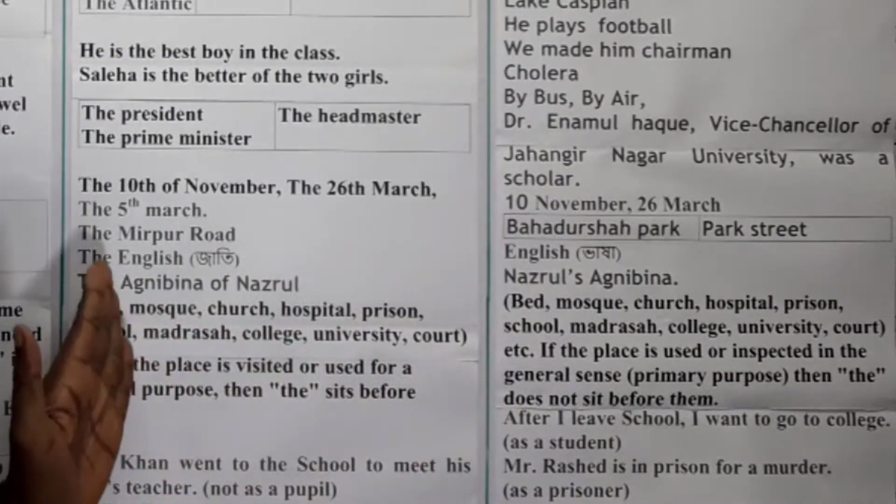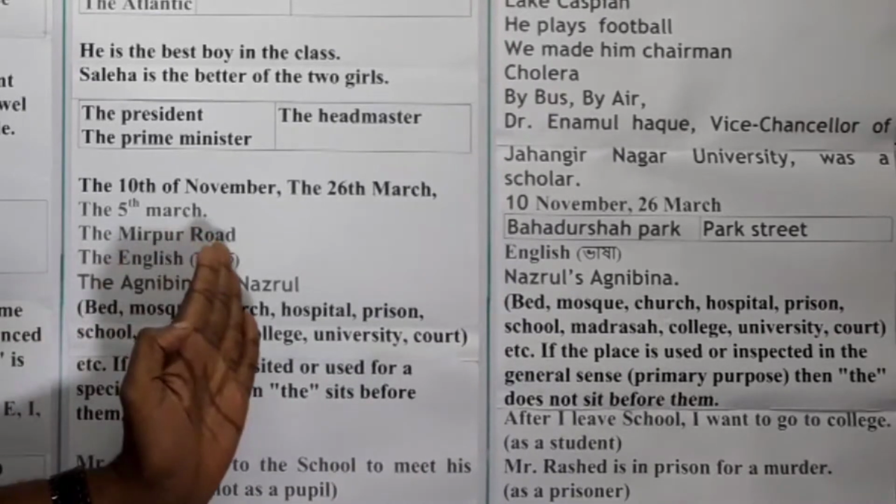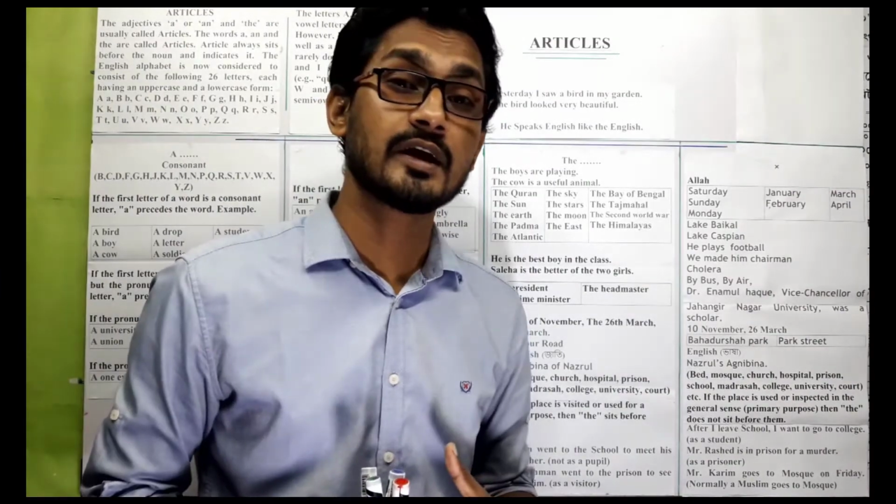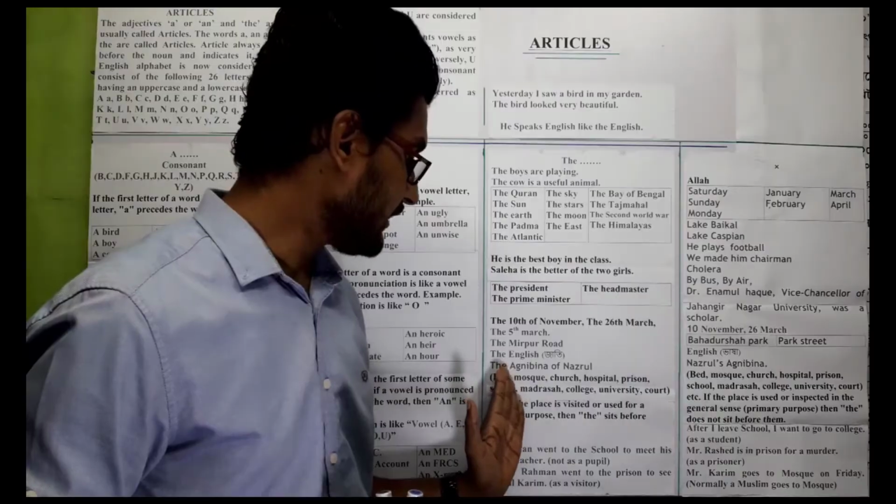Example: the Mirpur Road. The sits before the name of the race and community: the English.